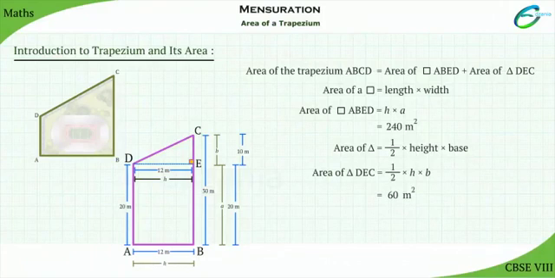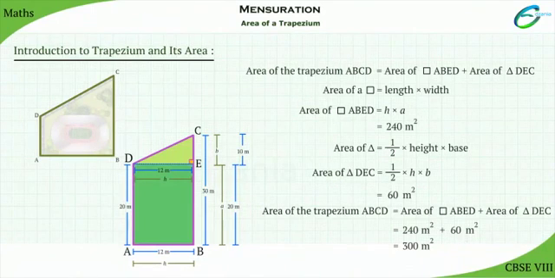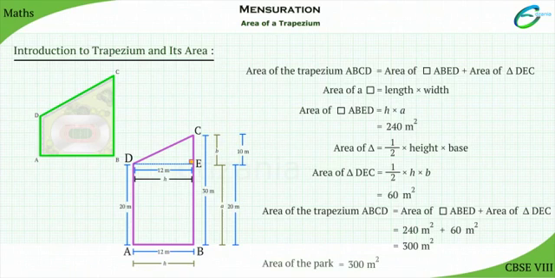Now, let us add the area of the rectangle ABED and triangle DEC to get the area of the trapezium ABCD. Therefore, the area of the trapezium ABCD is equal to 300 meters square. Thus, the area of the park is equal to 300 meters square.